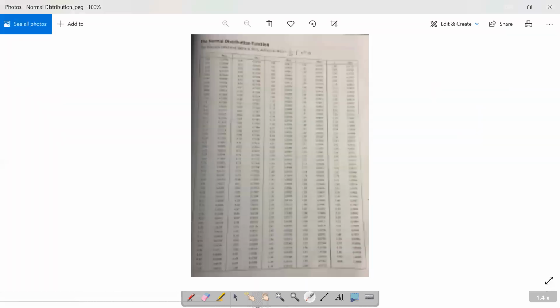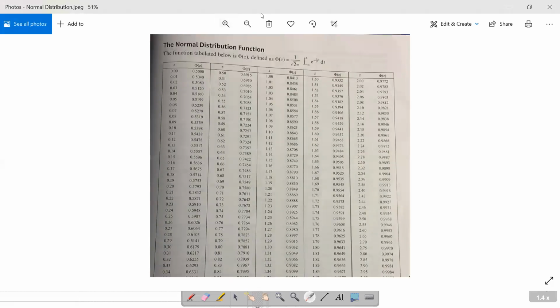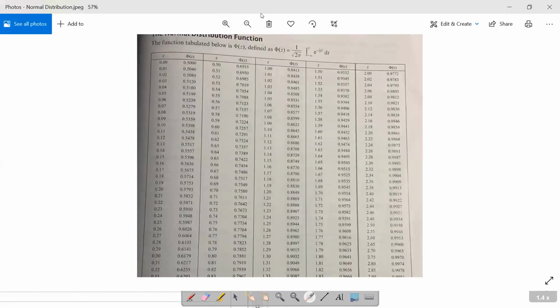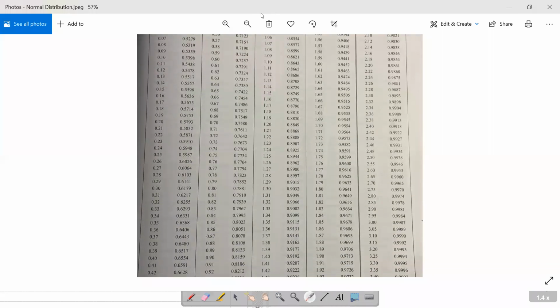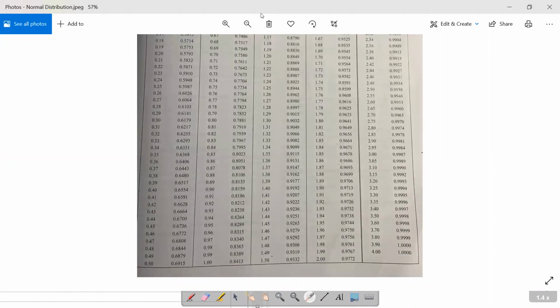Check this table, children. 1.48. Do you see? This is the table you have in your formula sheet. Z value is given in the first column. Probability value is given in the second column. 1.48 is over here, right? At the bottom, can you see? 0.9306. So 1.48, the value is over here. Can you see the probability value?